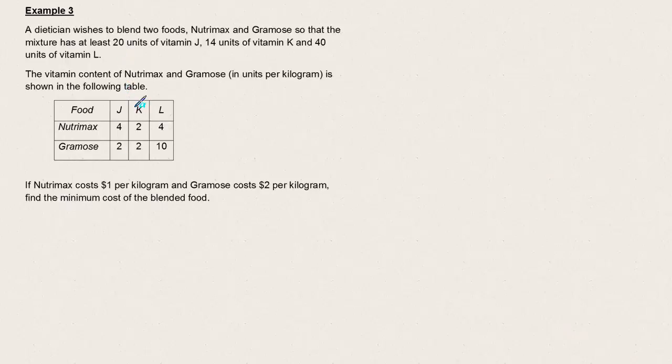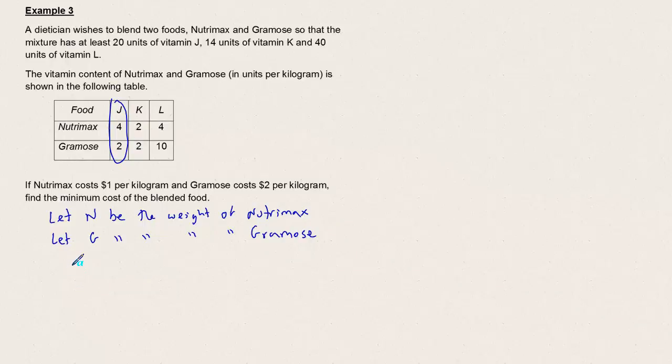So the constraints here are the actual vitamins. If we let N be the weight of Nutrimax and let G be the weight of Grammos, then if we look at vitamin J first, 4N plus 2G has got to be more than or equal to 20.